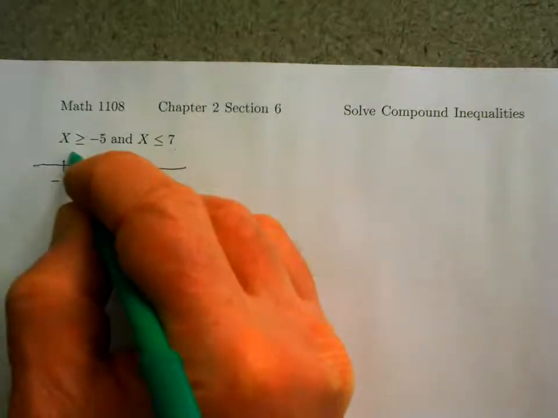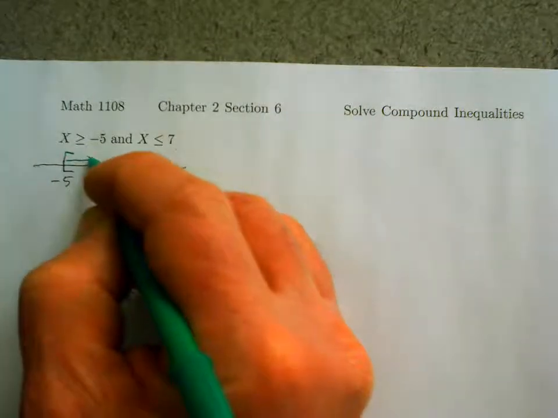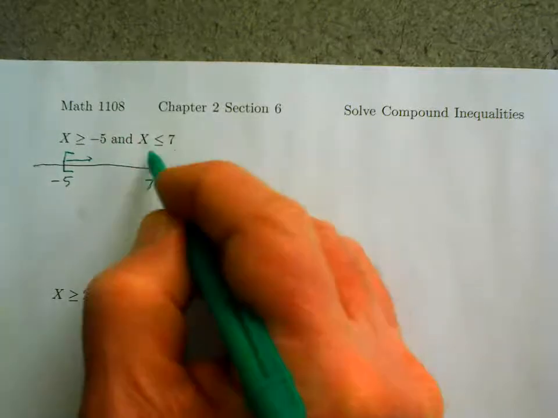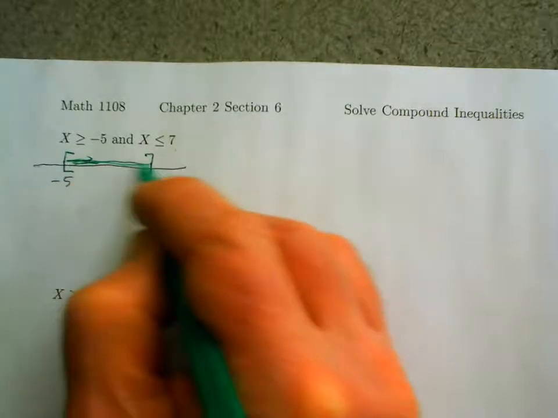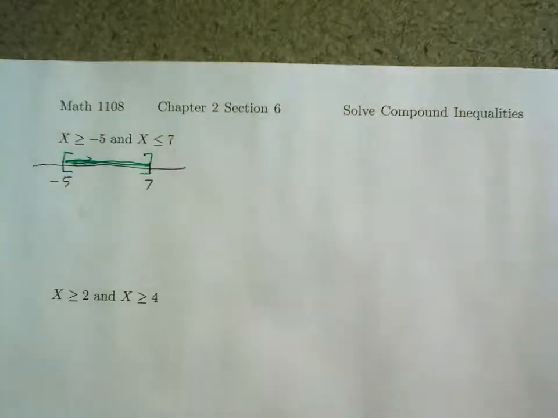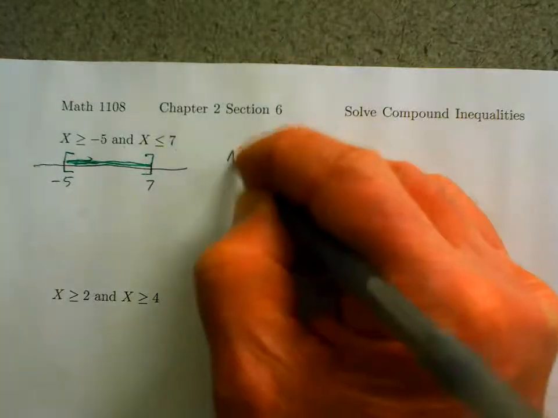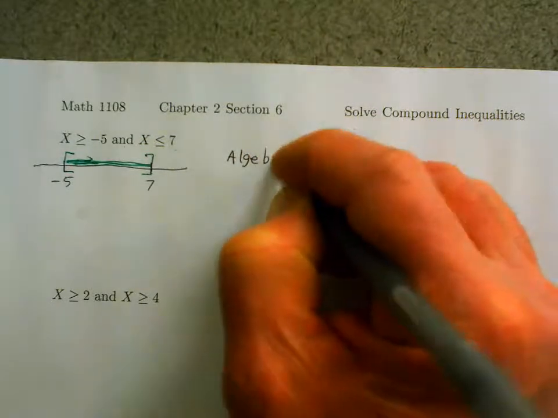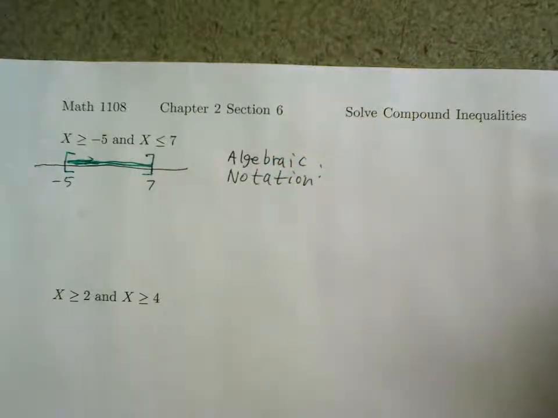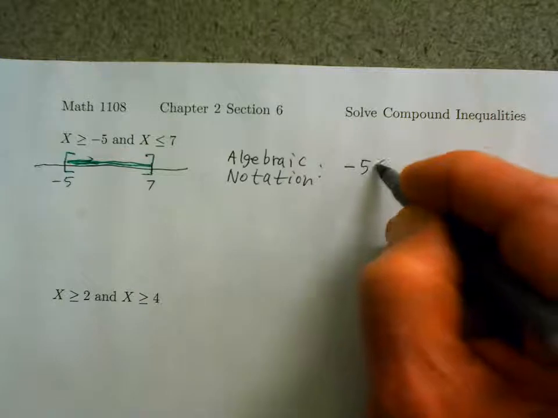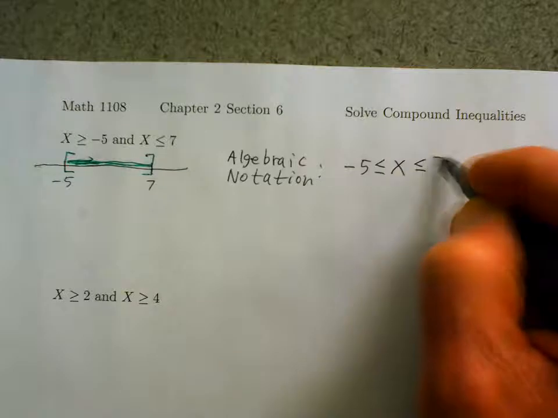So graphically, x has to be at -5 and to the right, and at the same time, x has to be at 7 and to the left. So the numbers are between -5 and 7, but they include -5 and 7. And the algebraic notation: -5 is less than or equal to x, and x is less than or equal to 7.